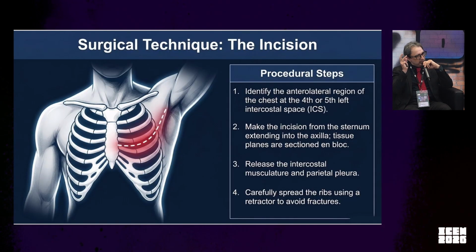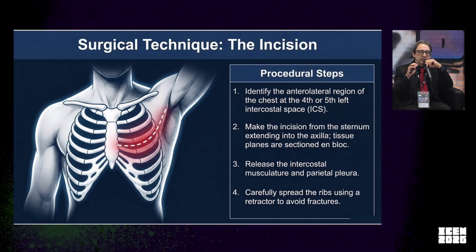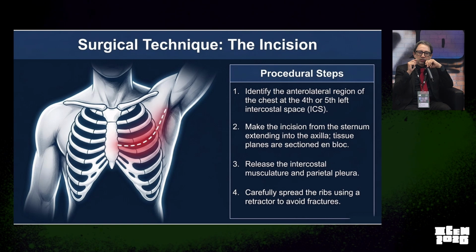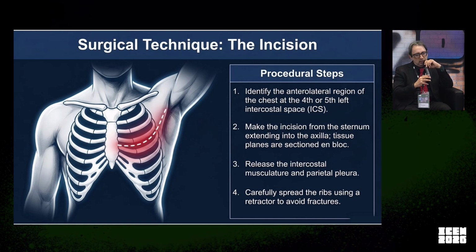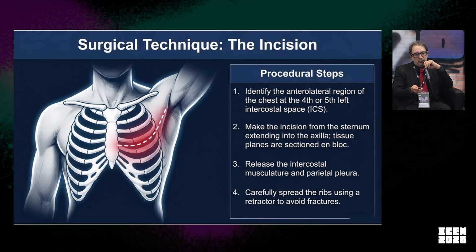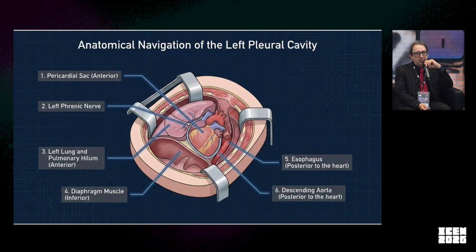For the procedure, the incision: you should identify the anterolateral region of the chest and the fourth or fifth left intercostal space. Make the incision from the sternum extending to the axilla, and release the intercostal muscle and the parietal pleura, and carefully spread the ribs using a retractor to avoid fractures.